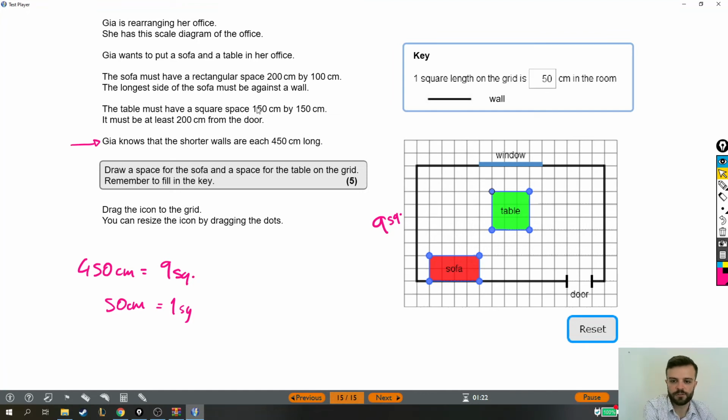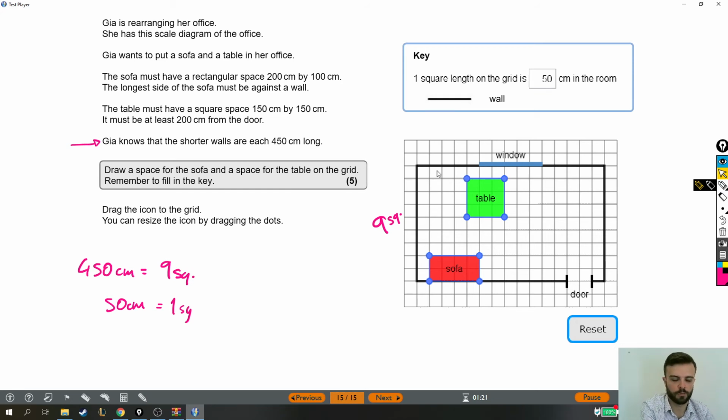It must be at least 200 centimeters from the door. Now 200 centimeters is 4 squares, so 1, 2, 3, 4, yeah, it's further away than that. It's more than 4 squares away, but if you want to be really sure, you can put it over here somewhere. It doesn't say anything about the window or anything being too close to the window. So as long as your table isn't down in this corner, it's just safer, put it over here somewhere, and that seems fine.